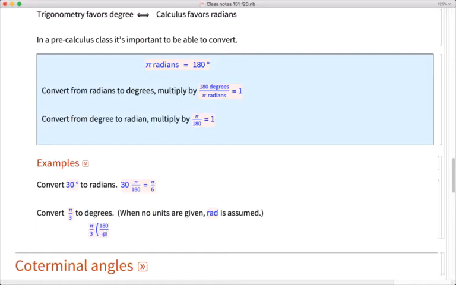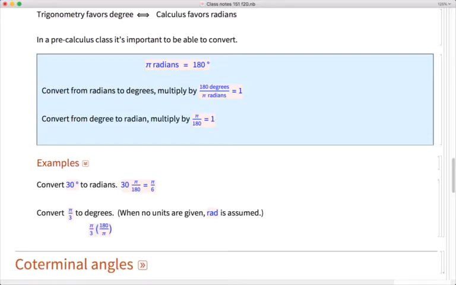Okay, so we got pi over 3, and this time the idea is that we want to get rid of the pi. That's at least the way I think about it, but the table or the blue box tells you this. We're going to multiply by 180 over pi. Okay, so the pi's cancel, and this becomes 60 degrees.